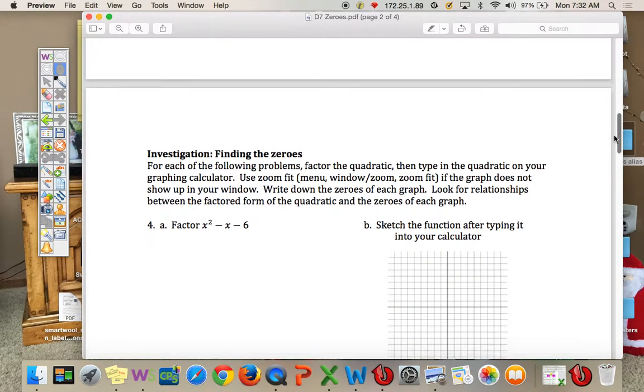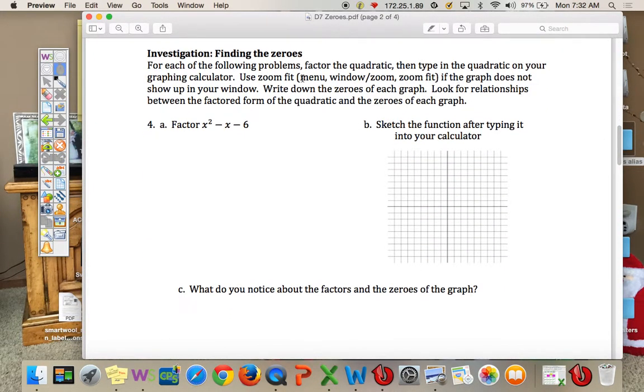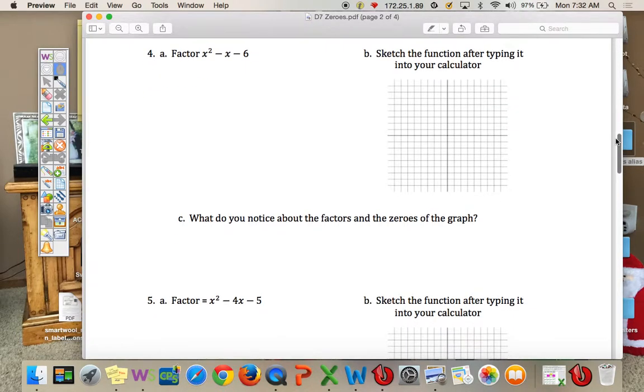So we're going to look at an investigation, finding the zeros. For each of the following problems, factor the quadratic. Type it in your calculator. Use ZoomFit to see the graph. Look for the zeros, the solutions, the x-intercepts of the graph, and then look for relationships between your factored form and your graph. So let's do the first one.